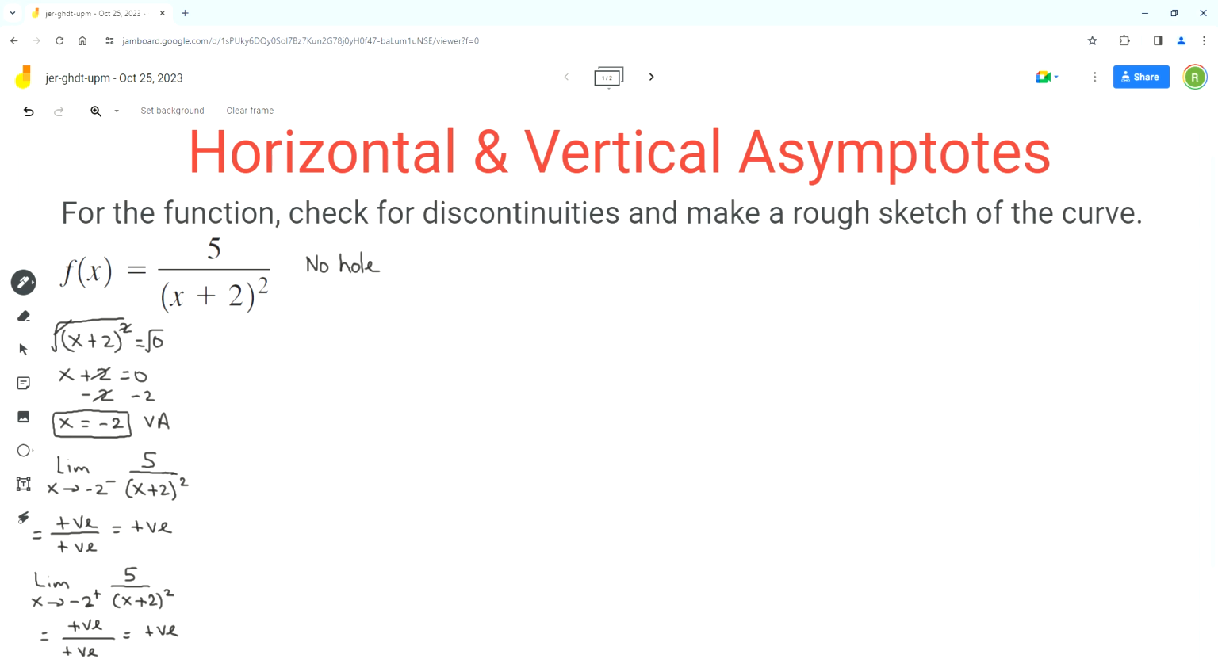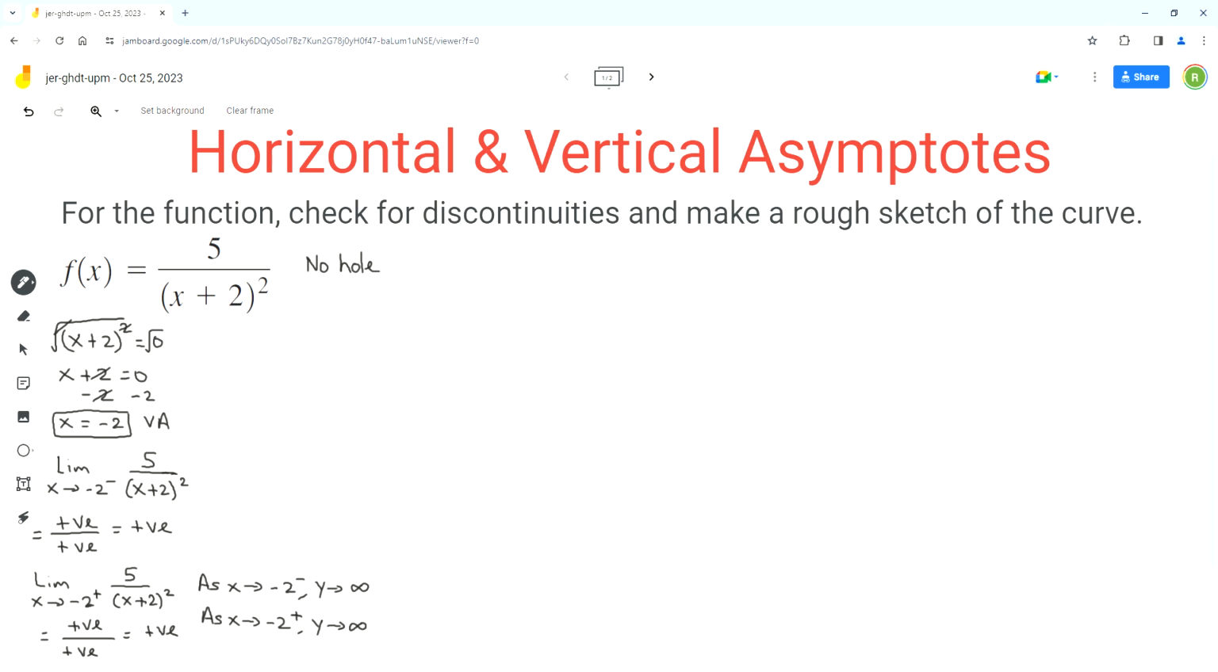So for the vertical asymptote, the end behavior will be: as x approaches -2 from the left side, y approaches positive infinity, and as x approaches -2 from the right side, y approaches positive infinity.